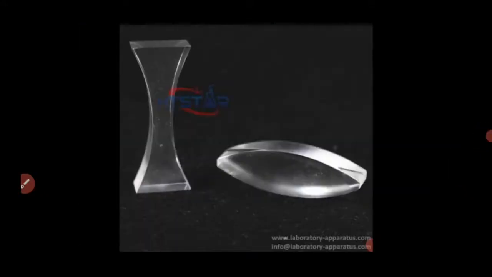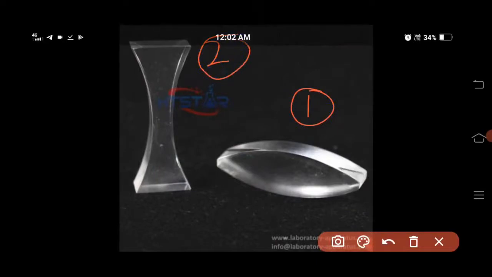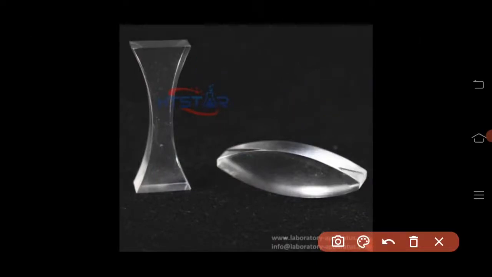Students, now you can easily identify the difference between convex lens and concave lens. The first one is a convex lens and the second one is a concave lens. A convex lens is thick at the middle and thin at the edge, and a concave lens is thin at the middle and thick at the edge.